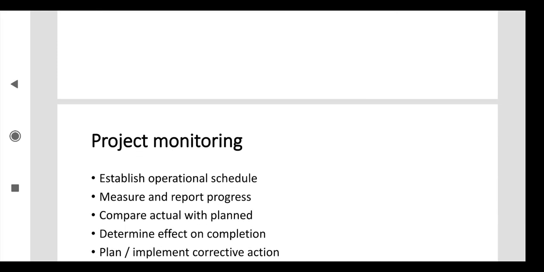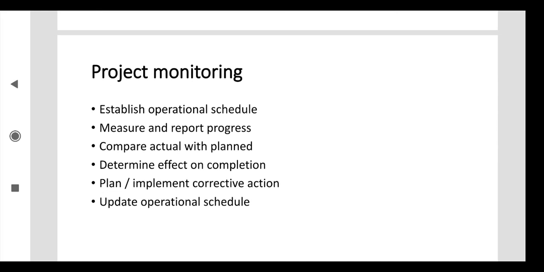So the planning and monitoring consists of establishing the operational schedule. That is, we have to schedule the activities incorporated for the project. That is the first one, establishing the operational schedule. Then we have to measure and report the progress. After developing the project, we have to give the progress, whatever attainment we have. So that is the report progress and the measure.